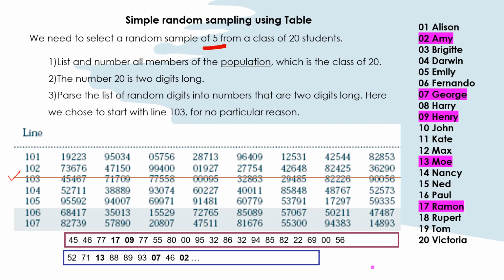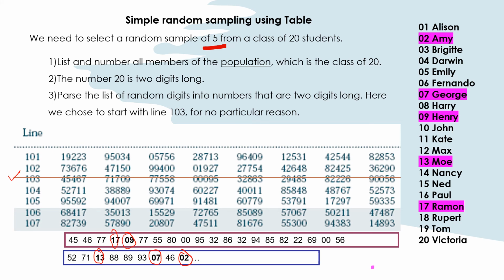So the first one I have is 17, and then comes 09. I don't have 77, etc. It goes on like this. And when I complete this line 103, I was able to get only 2 members from this first line. Since it is a continuous random number table, I go to the next line. The next line is 52, 52, 71, etc. From the second line, I am able to pick 3 members. So altogether, I have got these 5 members.